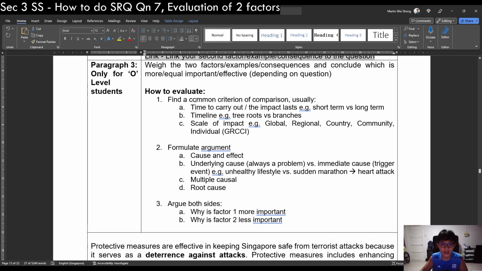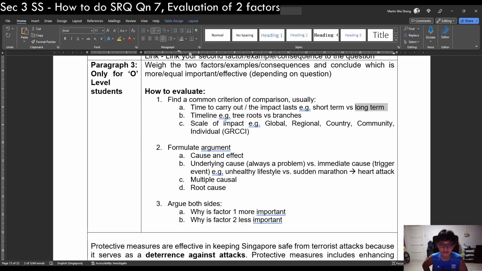In doing your evaluation, what are some common ways of evaluating? First, you should find a common criteria between the two factors. Usually it will be something related to time, your time scale. For example, how long does it take to carry out? How long does the impact last? Is it a short term or a long term thing? Or you can also look at timeline, meaning which comes first. Is it the chicken or the egg? Another way to look at it is, is it the tree root or the branches?